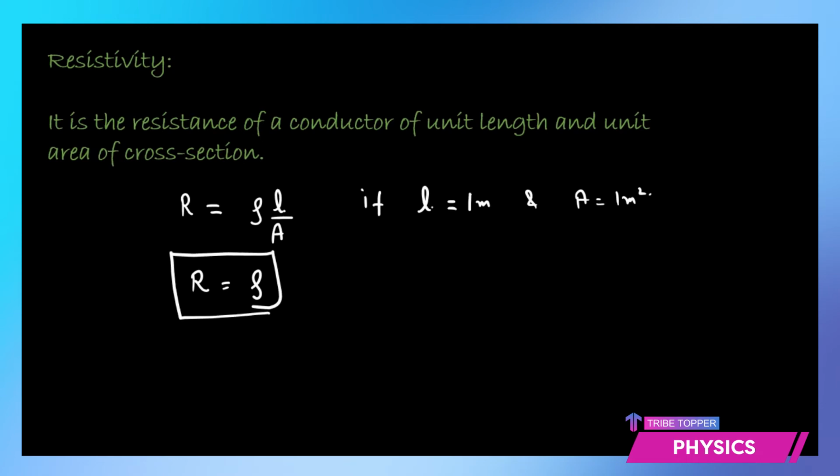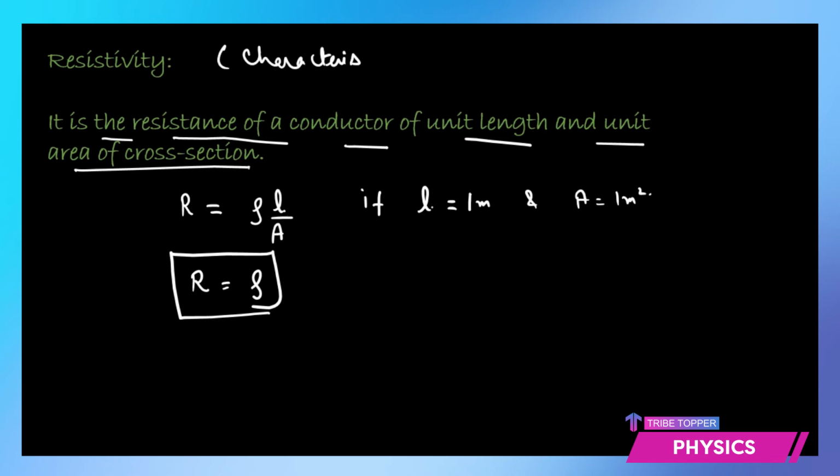Therefore, what is resistivity? It is the resistance of a conductor, but only if the conductor is of unit length and unit area of cross section. So resistivity is defined as the resistance of a conductor of unit length and unit area of cross section, and it is the characteristic of a material. So once you have found the resistivity of a material, it doesn't matter what length or thickness you take, the resistivity would not change. But it's going to be different for different materials.